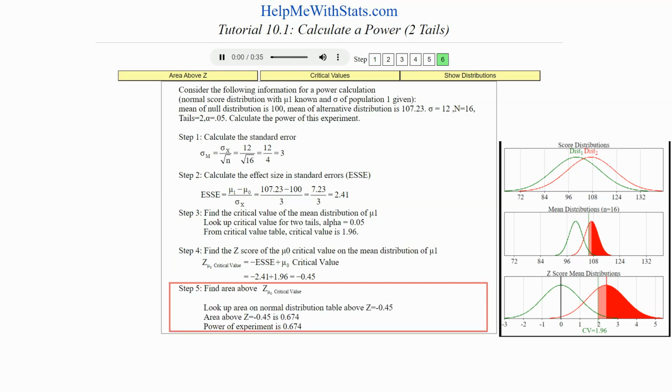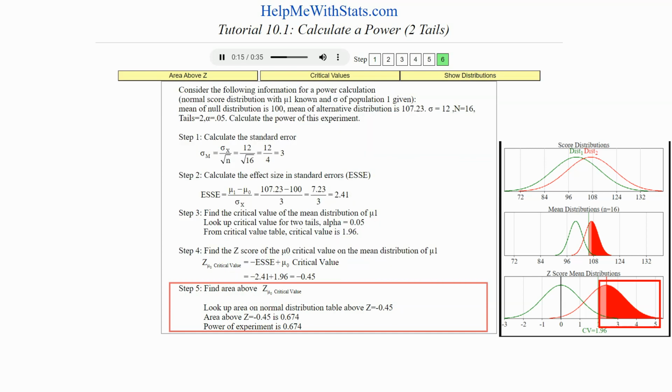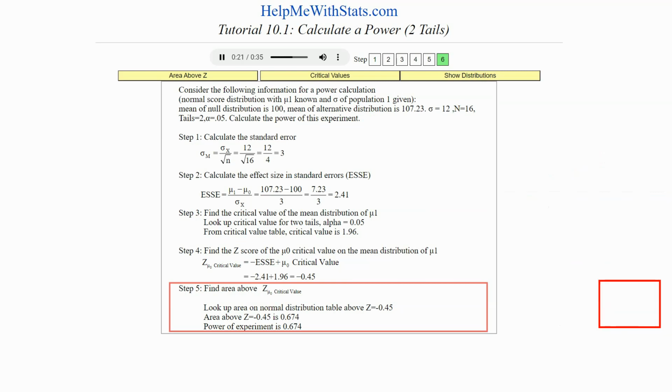We find the area above the critical value of the null distribution, because that is the definition of power. We use the normal distribution tables to find the area above -0.45, which is 0.674. The power of the experiment is 0.674, which is the probability of correctly rejecting the null hypothesis.